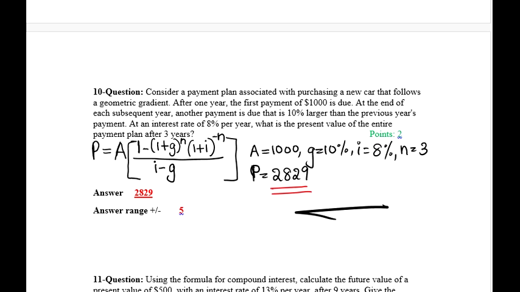The value given here is A as $1,000, your gradient is 10%, your interest is 8%, and n is 3. If you substitute this into the equation, you'll get the P value as 2829.